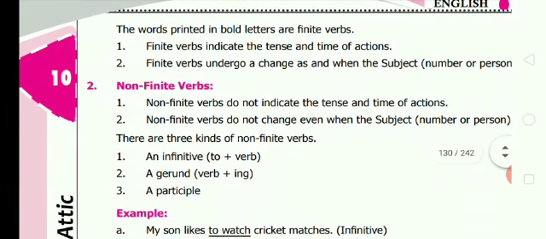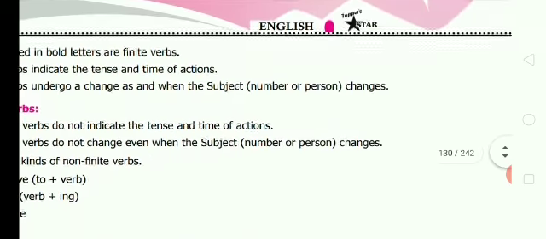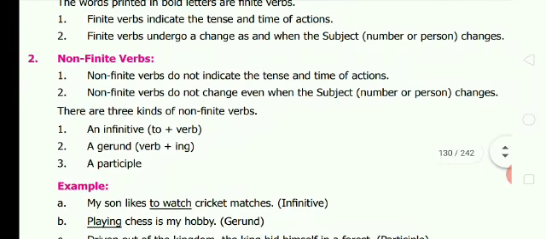The words printed in bold letters are finite verbs, okay, because there is an object followed by it. Finite verbs indicate the tense and time of actions. Finite verbs undergo a change as and when the subject changes. Okay. Second one, non-finite verbs. Non-finite verbs do not indicate the tense and time of actions. Okay. Non-finite verbs do not change even when the subject changes. There are three kinds of non-finite verbs. First one, an infinitive. You have learnt already. To plus verb. Second one, a gerund. That is verb plus ing forms.